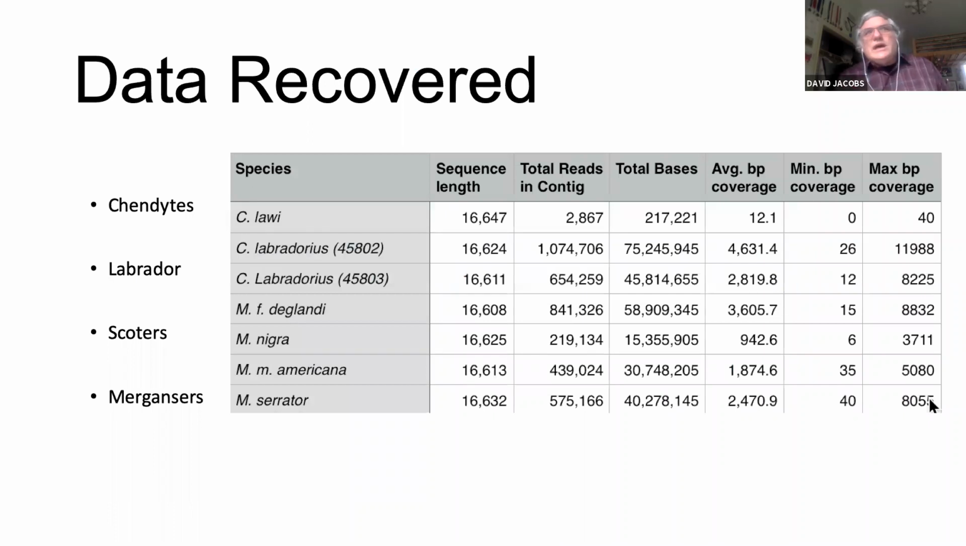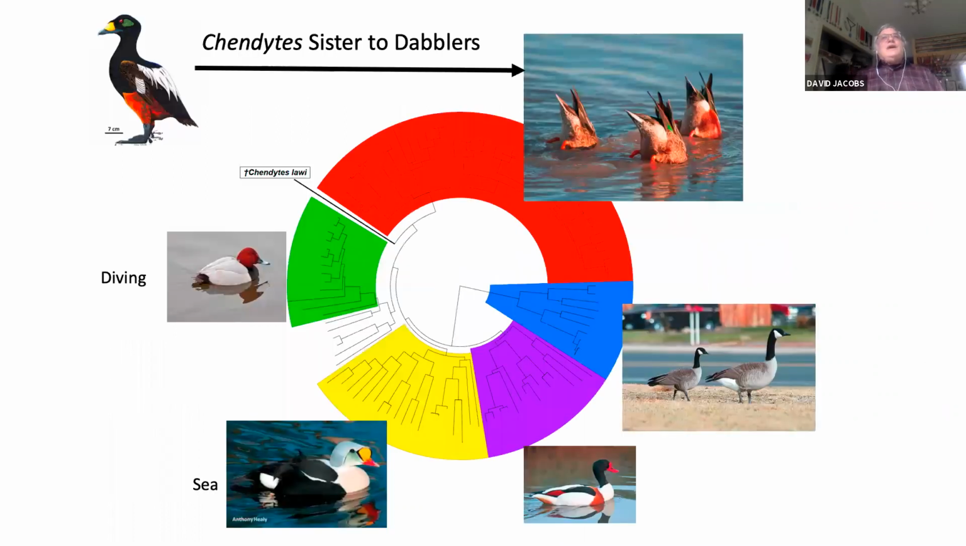And so doing that, we got a bunch of data. We were able to actually have success with the museum specimens and the archaeological material from Chendytes, this large flightless duck. And what we found is that Chendytes is not a sea duck evolutionarily. It's actually sister to dabbling ducks. So that's pretty interesting. We have this lineage that is doing something we didn't expect.